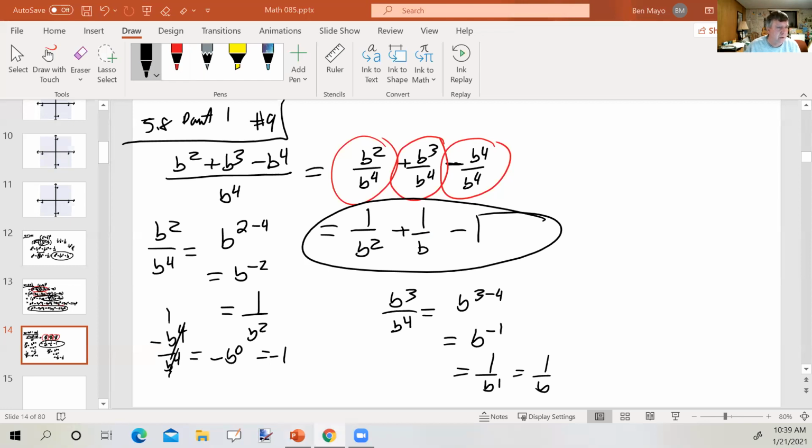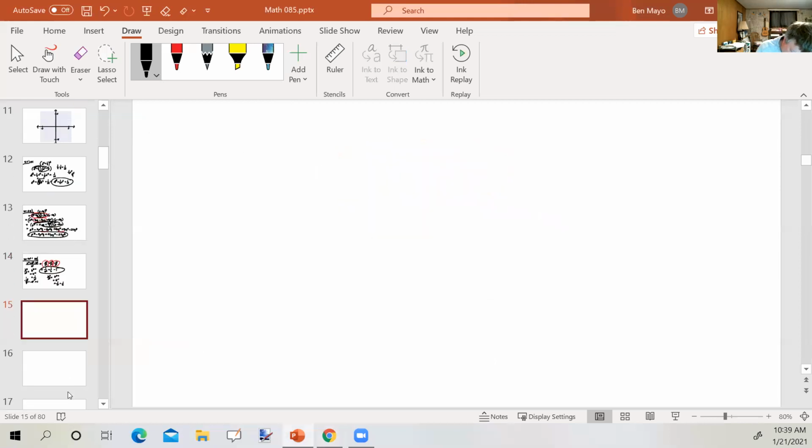Okay, let's see here. 5.8 part 1, number 8. Okay, so we're still in section 5.8 part 1. This is number 8. It says divide the polynomial by the monomial.